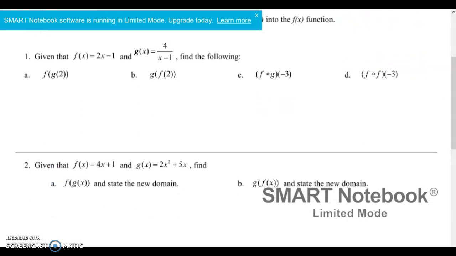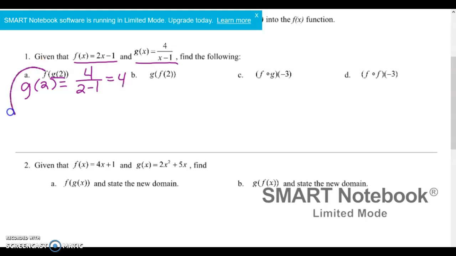I have two functions here. f of x is 2x minus 1, and g of x is 4 over x minus 1. And let's start with f of g of 2. We're going to start on the inside, which is g of 2, and evaluate that using our function rule. So this will be 4 over 2 minus 1, which simplifies to 4. So g of 2 equals 4.